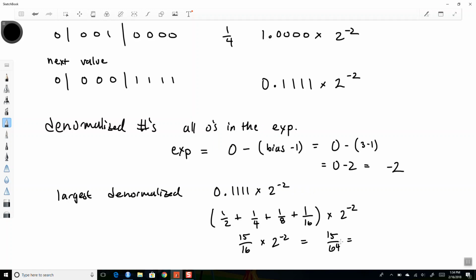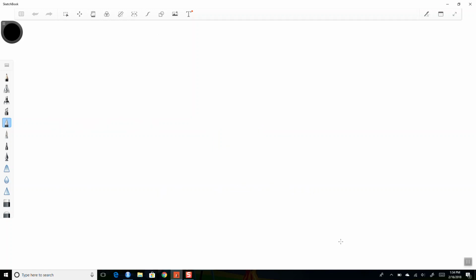And then the smallest denormalized value, and this is going to be the smallest value that we can possibly represent.